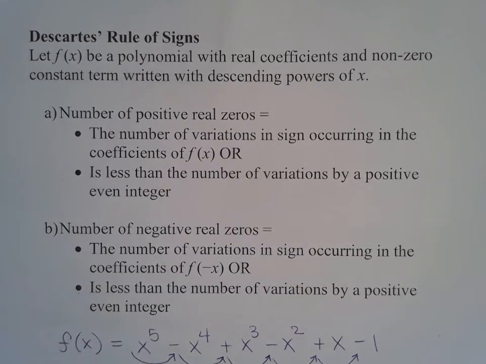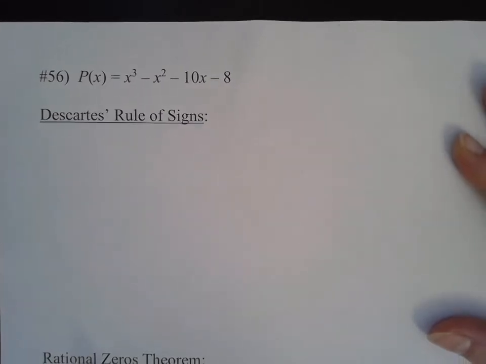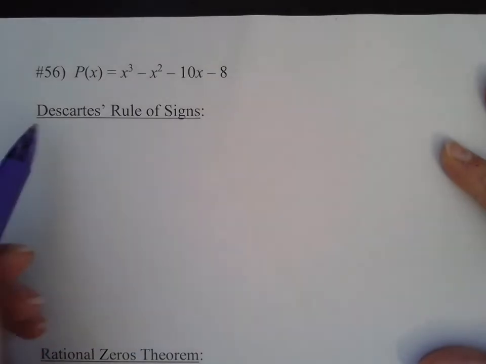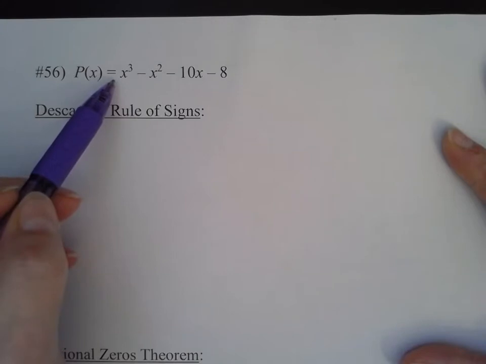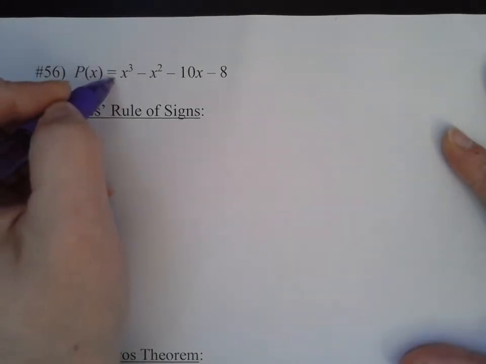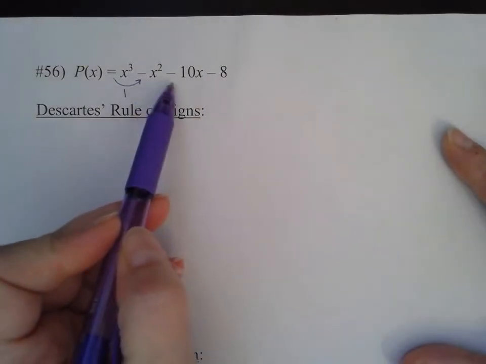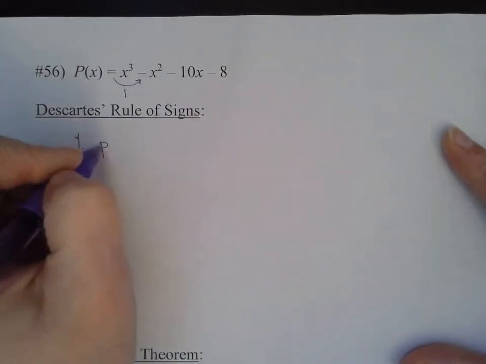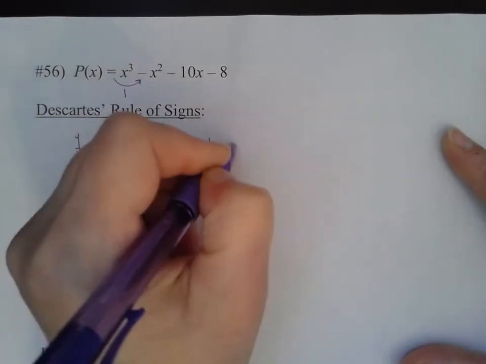So let's do one last example so you can see how this would work. This is number 56 from your book. Okay, so let's apply Descartes' rule of signs. So how many sign changes do I have? Just one in the function, right? I'm going from positive x cubed to negative x squared, and then it stays negative, stays negative. So I have 1 positive real zero.